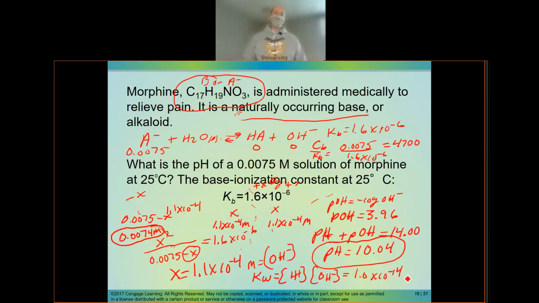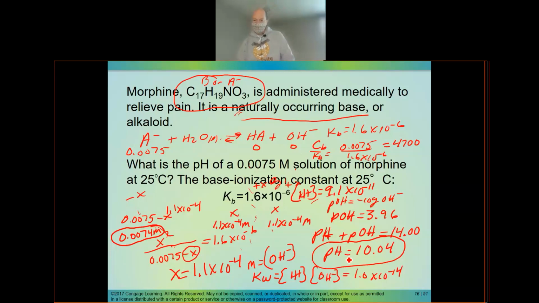Once you have your 1.1 times 10 to the minus 4, you take 1 times 10 to the minus 14 and divide by 1.1 times 10 to the minus 4. And that will give you your H plus of 9.1 times 10 to the minus 11. So your H plus concentration is 9.1 times 10 to the minus 11.